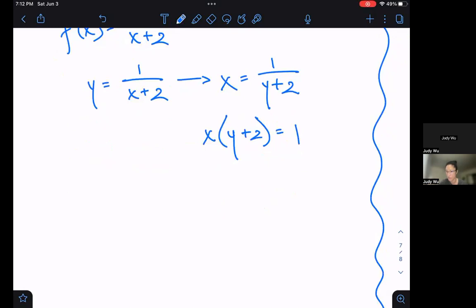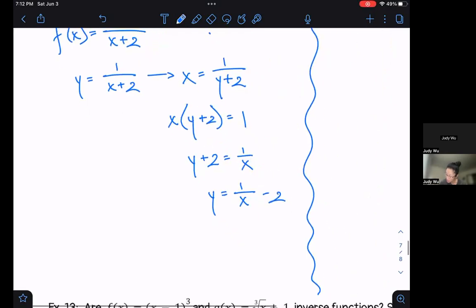I could distribute here, or I could actually just say y plus 2 equals 1 over x, right? The only reason I distributed last time is because I was trying to get the y's to be all on one side by itself. But in this case, I only have one y, so it doesn't make sense to distribute, okay? So y plus 2 equals 1 over x, last step, y equals 1 over x minus 2. In other words, the inverse function is 1 over x minus 2.